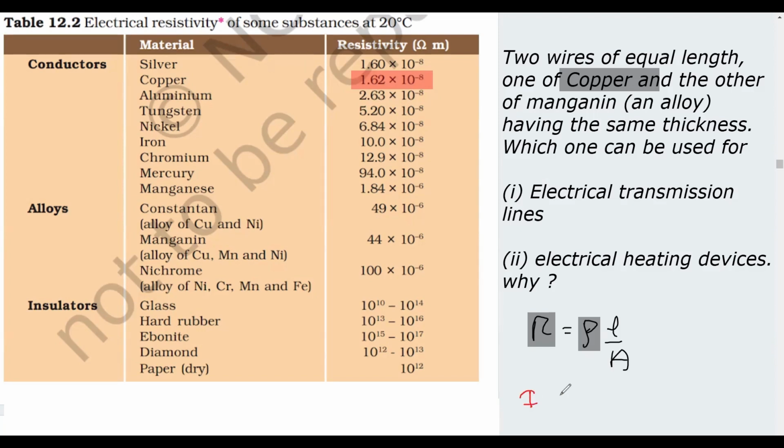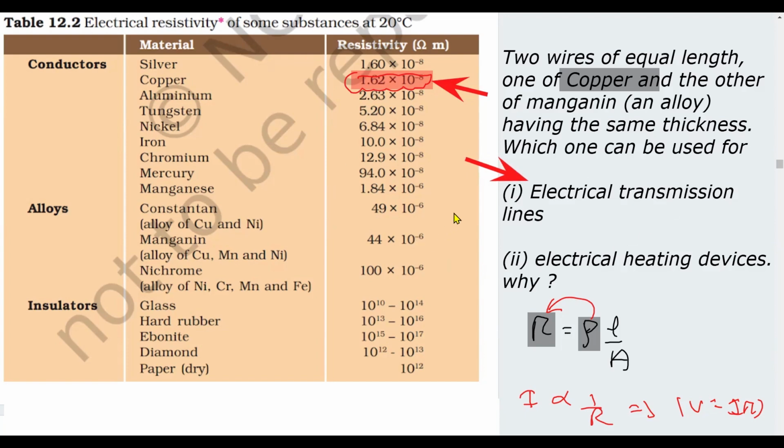One more time, current is inversely proportional to the resistance, using the relation V equals IR, Ohm's law. So lower the resistance, higher the current. Low resistance is produced for a wire having low resistivity. So this copper wire has a very low resistivity, so it should be used for electrical transmission.